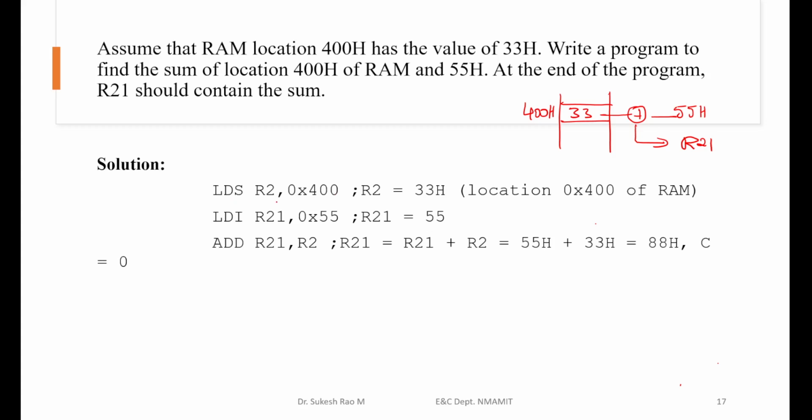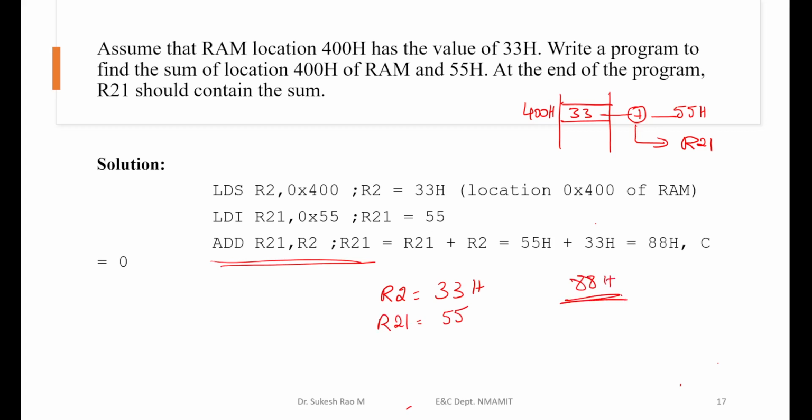There is an LDS instruction which takes the content of 400 to R2. So after the execution, R2 will have 33, correct? Then LDI 21, so R21 will have 55. Then the add instruction is executed. It's straightforward: 33 plus 55 is going to be 88H, no doubt.